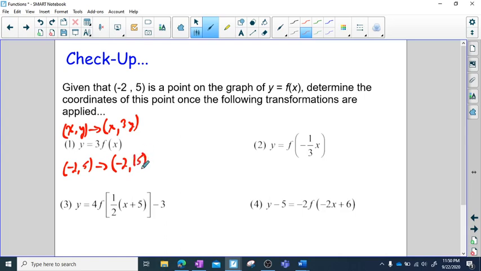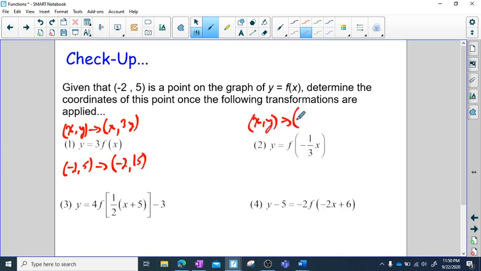Now, do you have to write a mapping for these? No. If you can keep track of it all in your head, and when there's only one like this, you probably can. But when you get down to these ones that have multiple transformations, I would definitely be writing a mapping to help me figure out my new coordinates. So this one, f at negative 1/3 of x. If I was doing a mapping, it would look like the following.